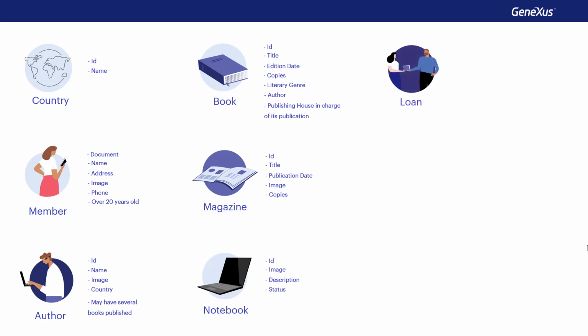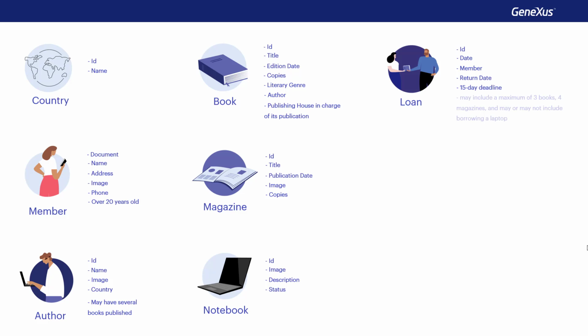Loan. The library loans books, magazines, and notebooks to its members. Each loan is recorded with a unique identifier, the date of checkout, member, and due date, which must be automatically determined. All loans are for 15 days.